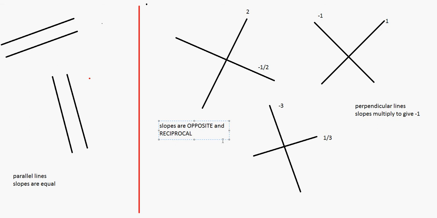Okay, so that's how this gets applied in problems. You'll see when we talk about slope and equations of a line. Hope that helps.